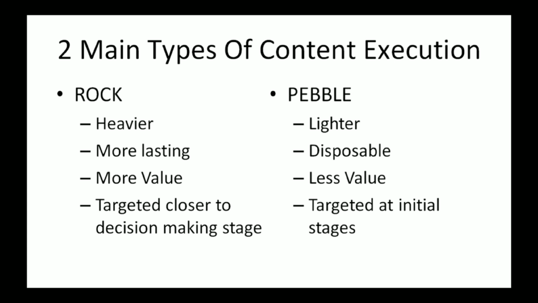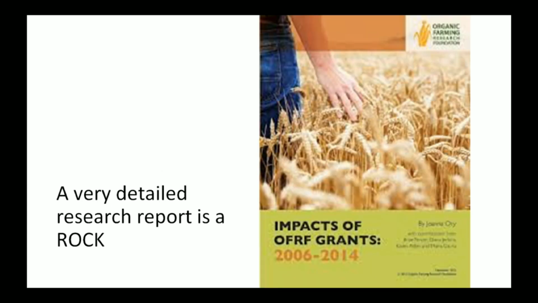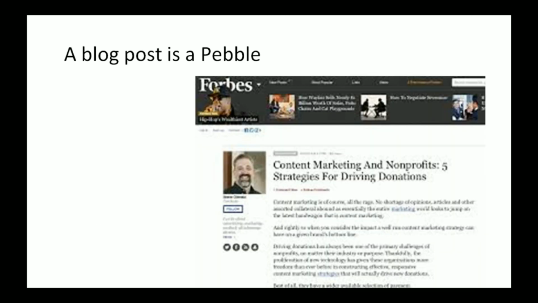On the other hand, pebbles are lighter, disposable, less value, and targeted at initial stages. Simply said, this type of content execution is more superficial, provides less value, and is more of an introduction to a larger thing. An example of rock is a very detailed research report, whereas an example of a pebble is a blog post.